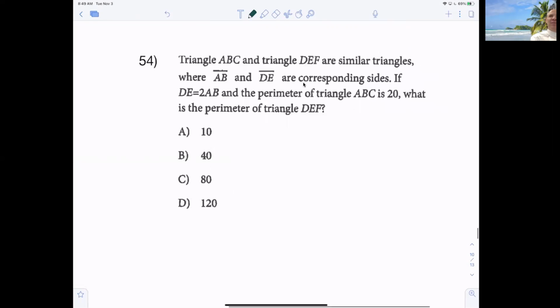54. Waiting on Bo. Yeah, I got it. So, I think it's B. All right. Let's take Bo's word for it.